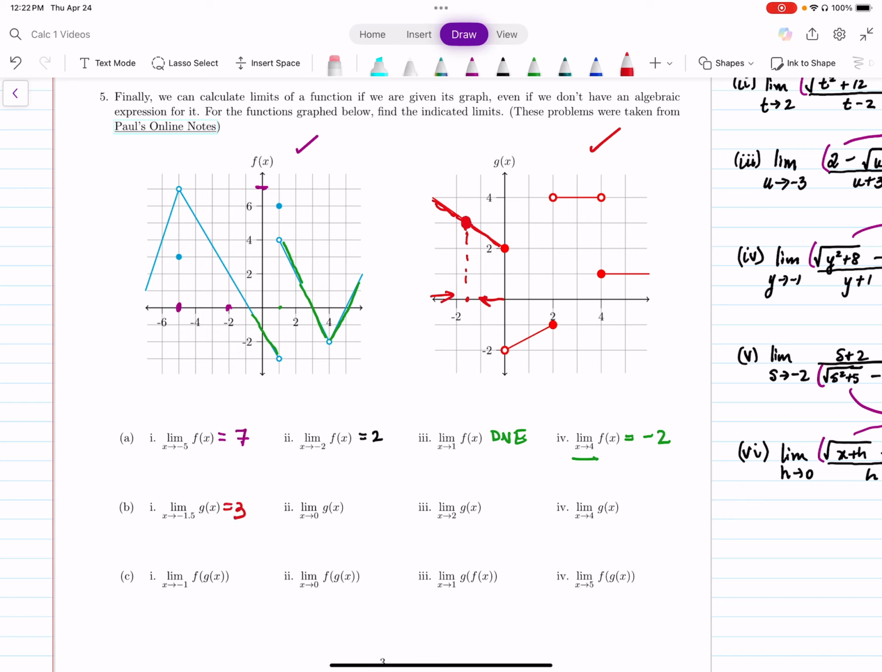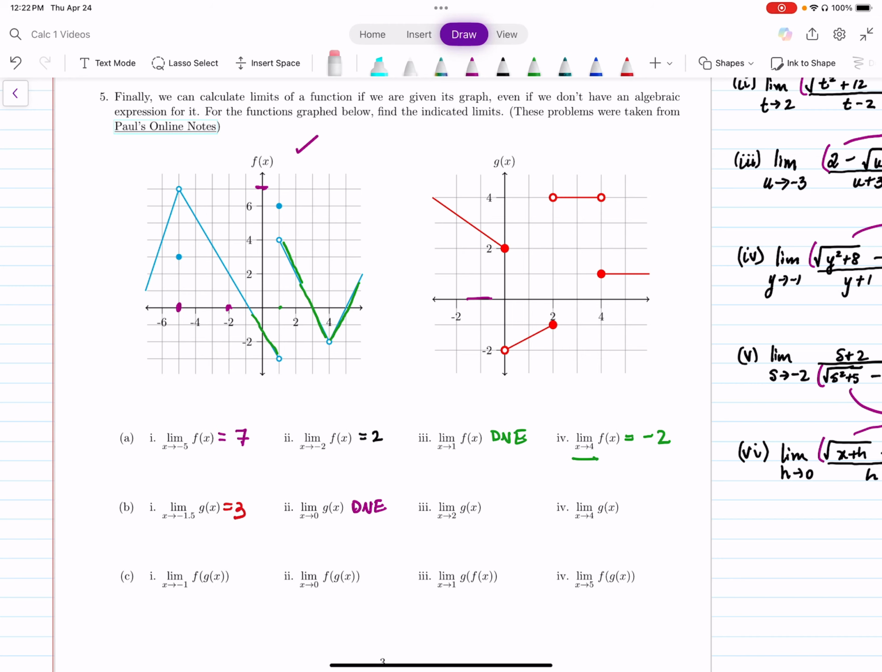Perfect. Now if we look at 0, as x approaches 0 from the left, our y is headed down towards 2. And as we approach 0 from the right, our y is headed down towards -2. Doesn't matter what happens at 0, just where it's headed. The left and the right don't match, so this is a does not exist. Good. All right, the limit as x approaches 2 of g.